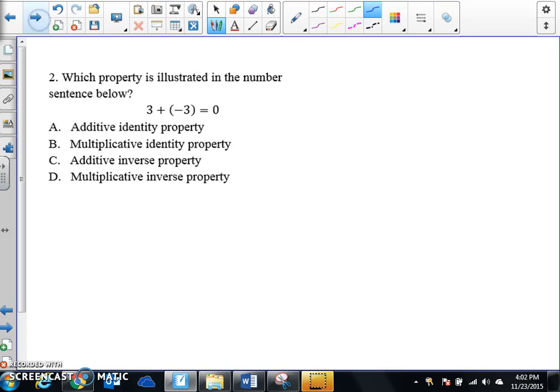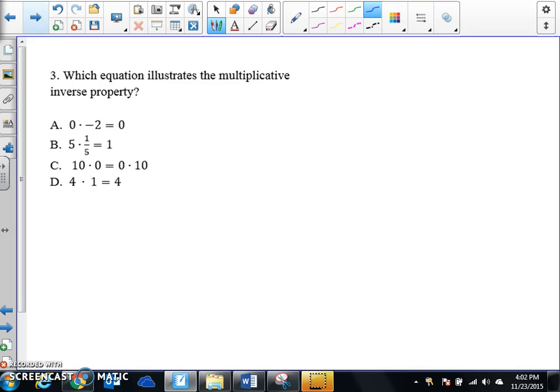All right, next one. Which property is illustrated in the number sentence below? So I can take any number and I can add its opposite and I get 0. And the property that tells me that is the additive inverse property. So C. Which equation illustrates the multiplicative inverse? The multiplicative inverse says I can take any number, multiply it by its reciprocal, and I get out 1. So that would be B.